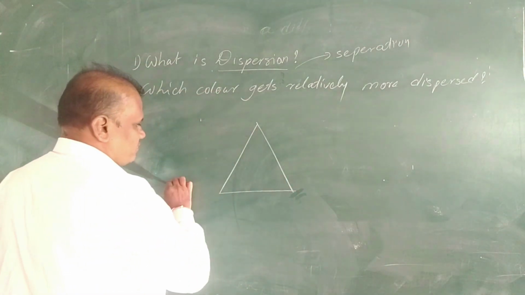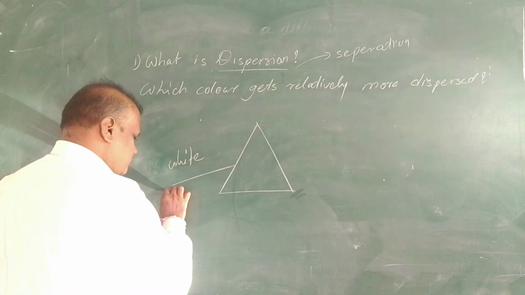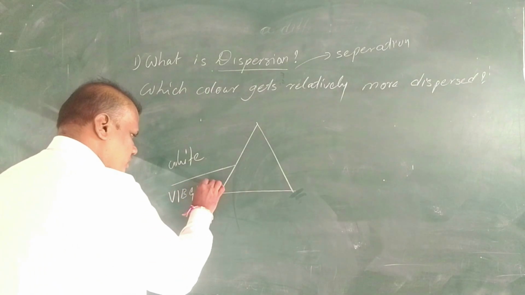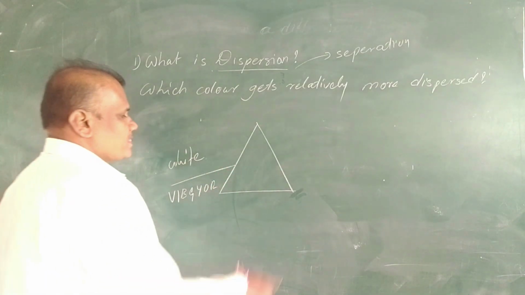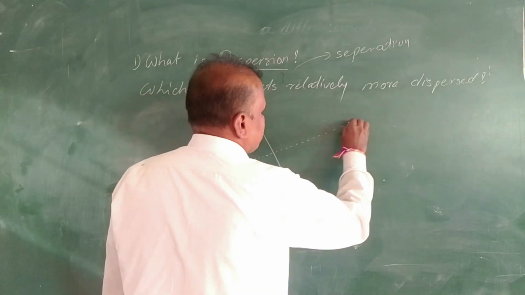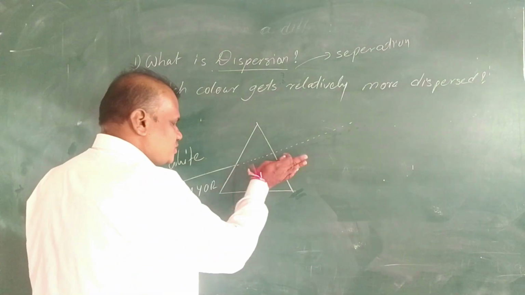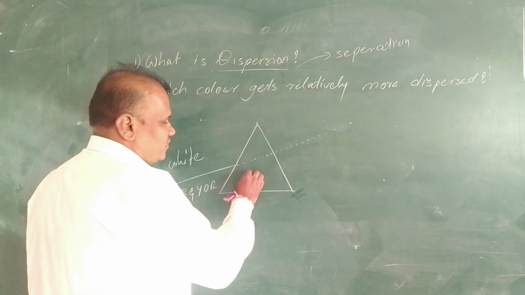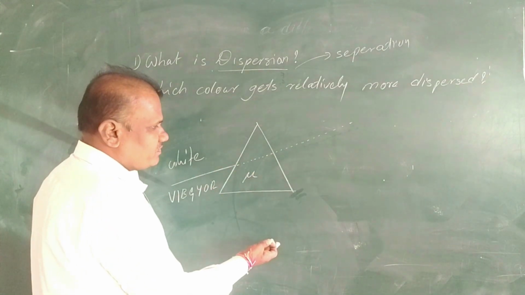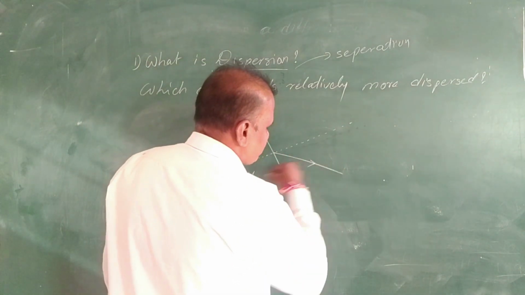When white light is incident, white light is a mixture of 7 colors: violet, indigo, blue, green, yellow, orange, red. If there is no prism, the light will move in a straight line because of the rectilinear property, but here there is a change in the medium. If mu is the refractive index, whenever there is a change in the medium, bending of the optical wave or optical ray takes place. So the ray is going to bend.